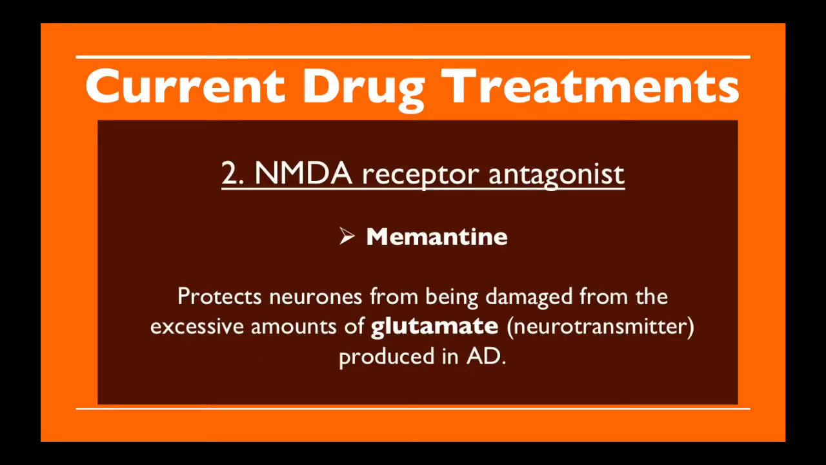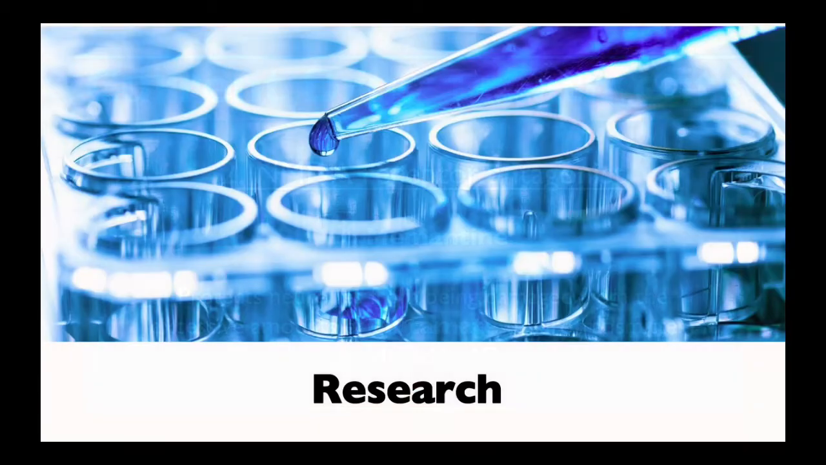The second is an NMDA receptor antagonist. The action of this is to protect the neurons from being damaged from the excessive amounts of glutamate, which is also a neurotransmitter, which is produced in AD. Extensive research into AD is ongoing to find improved treatments.